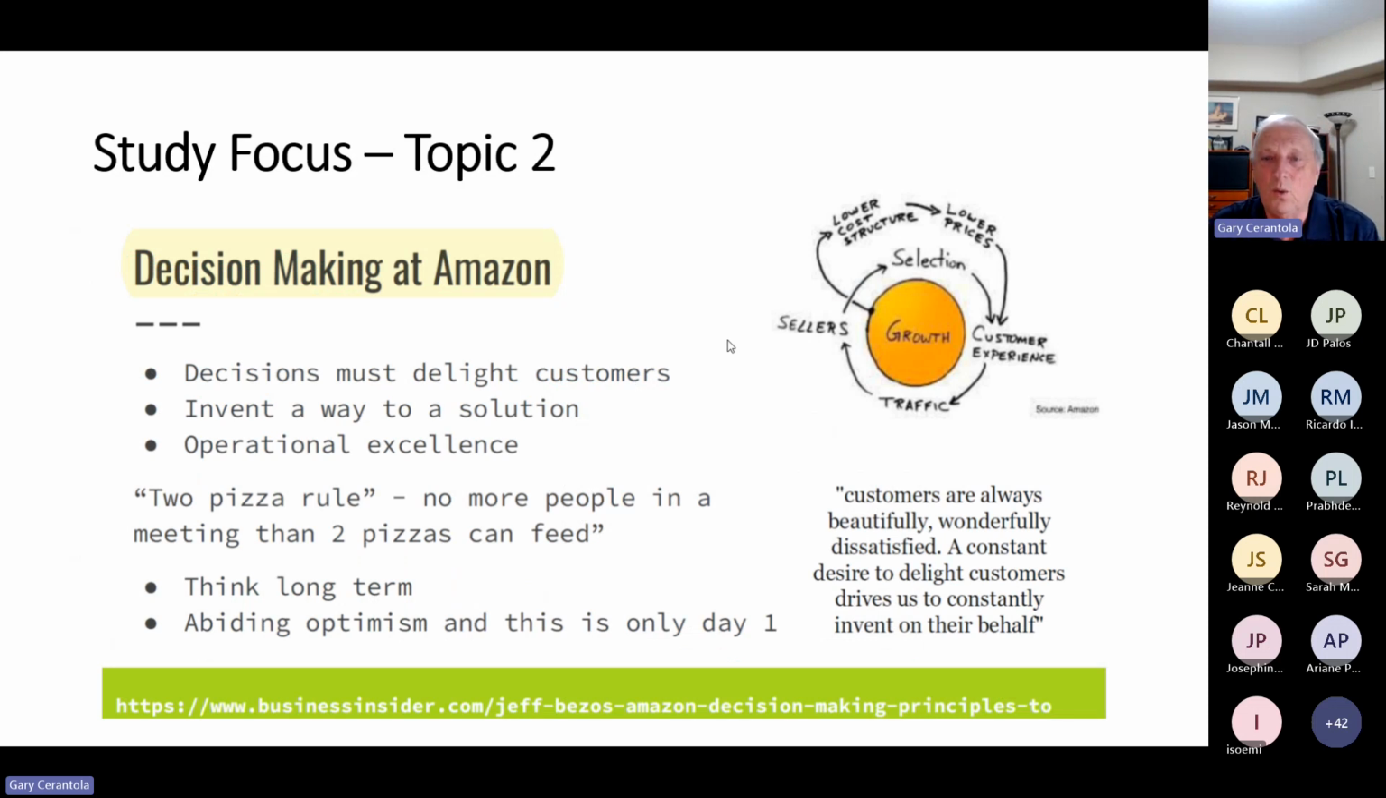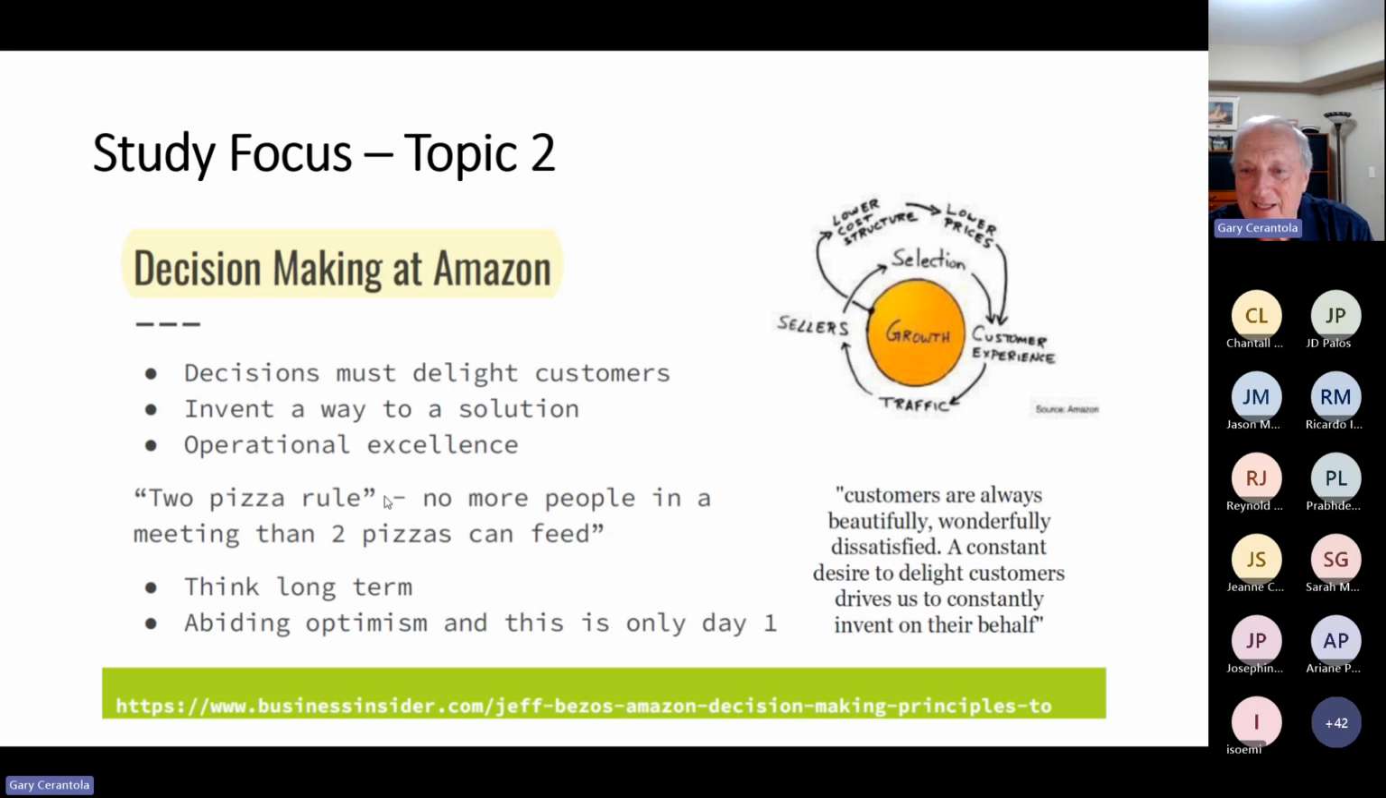Look at what decision making at Amazon is all about, and look at what drives them. They know that it's selection, it's the customer experience, it's the traffic that comes into the website, it's the different sellers that they have as partners going in. But again, it's all about a lower cost structure and lower prices. So this is key.